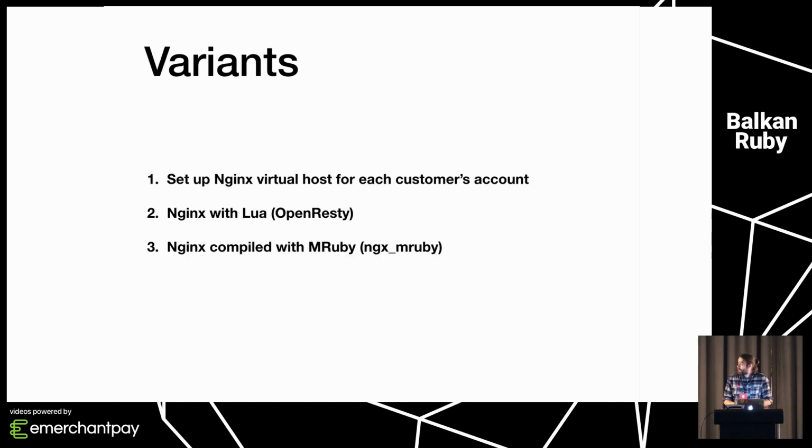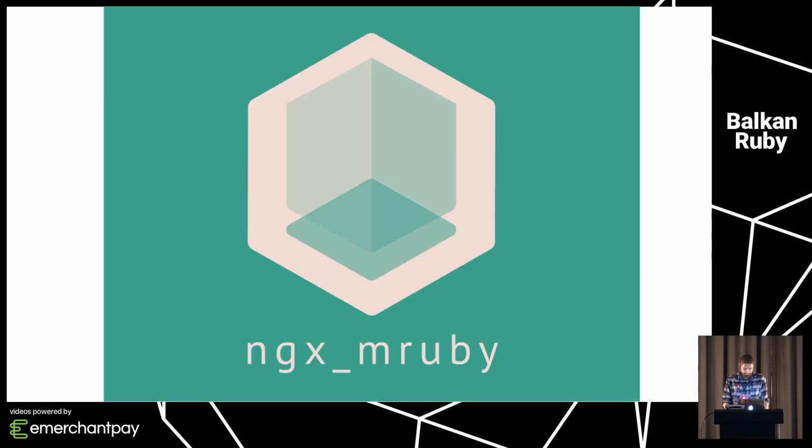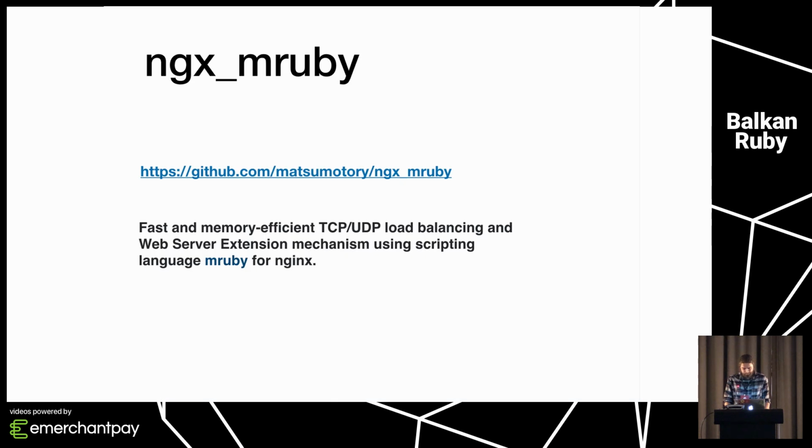So I found some variants. The first was to try to set up an Nginx virtual host for each customer's account, but it looks hard to do automatically. I mean, we have to do a lot of configuration management automatically, maybe using Chef or Ansible, a lot of scripting. The second solution was to try to compile Nginx with the Lua language, and there is a project called OpenResty. Well, it looks good, but at the same time I found an interesting extension that allows you to embed Mruby in your Nginx. It's called ngx_mruby. And what is this? It's a fast, memory-efficient TCP and UDP load balancer solution, and it is a web server extension mechanism using the scripting language Mruby for Nginx.